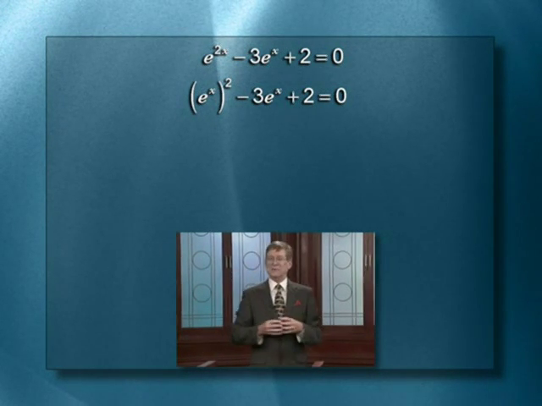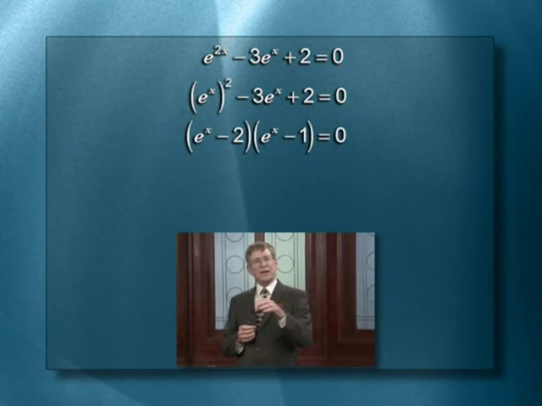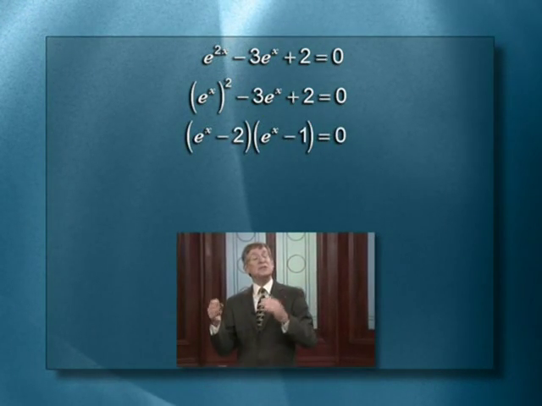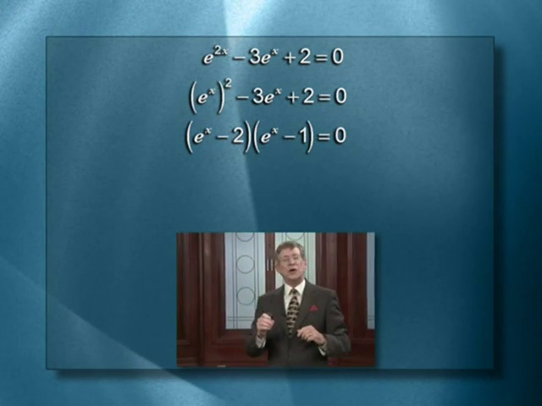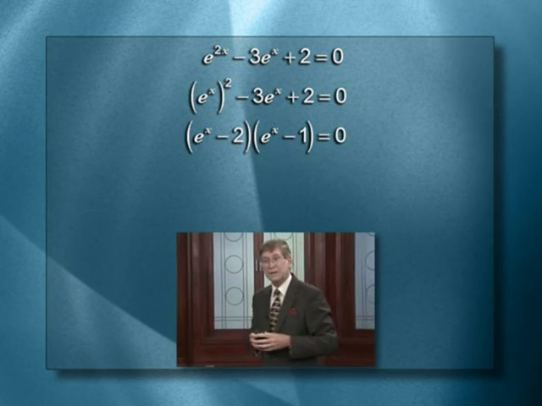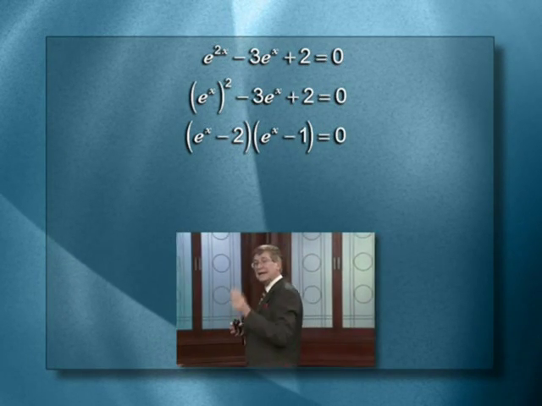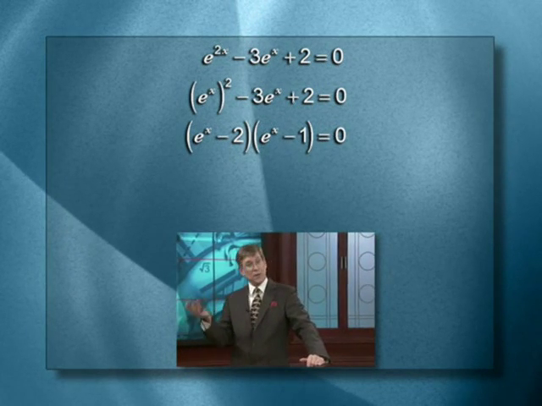So I can factor this quadratic. It's (e^x - 2), the first term, times (e^x - 1), and that's equal to 0. You can check my work, multiply out that factorization, and you'll come back to the original polynomial. Okay, if the product of two factors equals 0, one of them is 0 or the other one's 0.